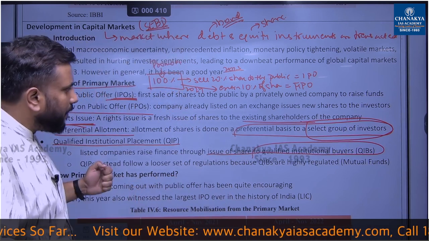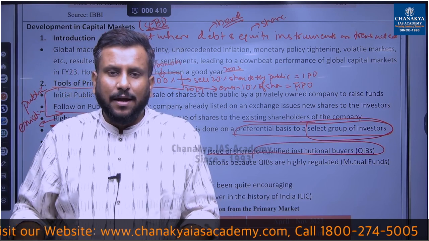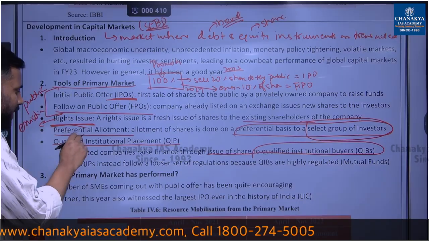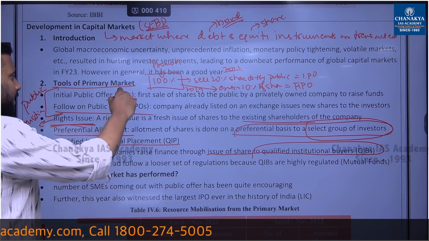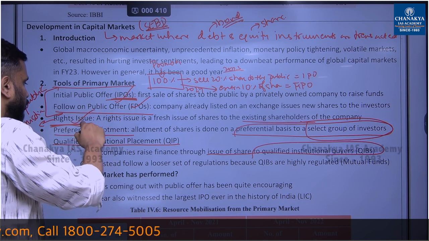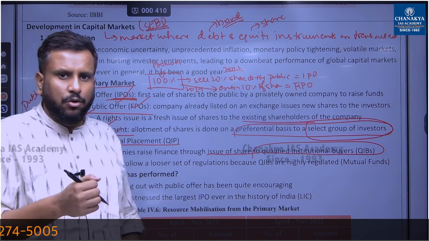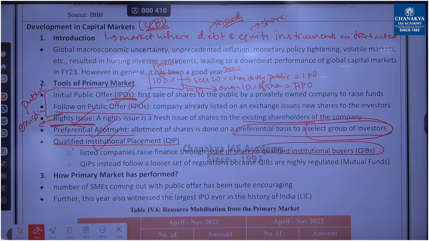So agar koi company apne share ko directly qualified institutional buyers ko bechti hai, na ki public ko in general, so that is known as qualified institutional placements. Okay. So is tarike se IPO, FPO, rights issue, preferential allotment, qualified institutional placements, all these terms have been used in the survey. So you should know about all these five things.